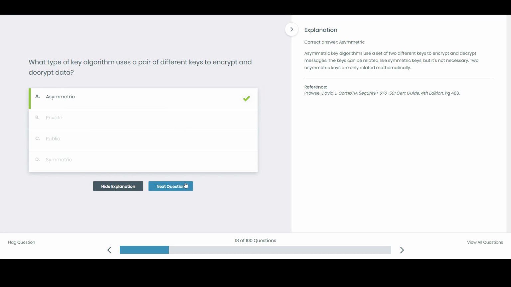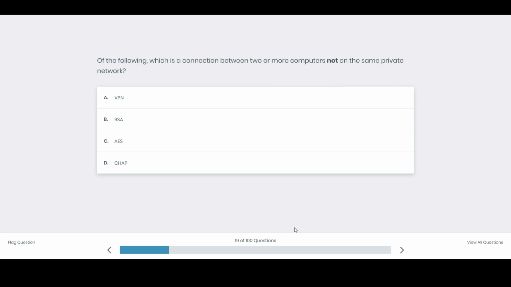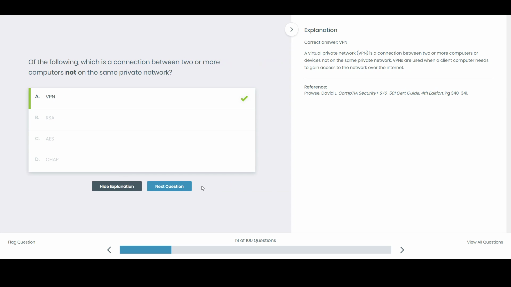So this is okay. Of the following, which is a connection between two or more computers not on the same private network? VPN? Yeah. Virtual private network, same. This is the word private network, isn't it? So virtual private network, that's the answer. A virtual private network is a connection between two or more computers.